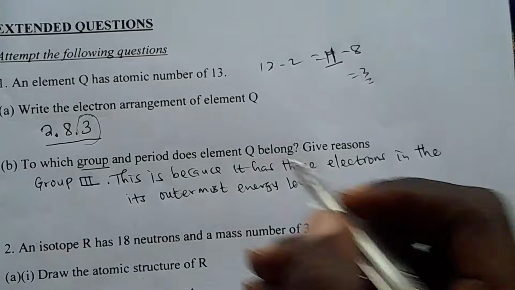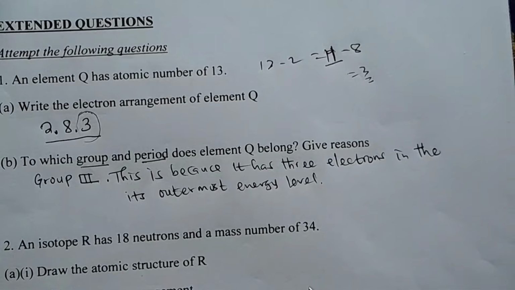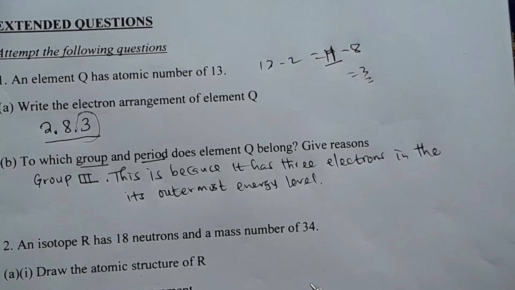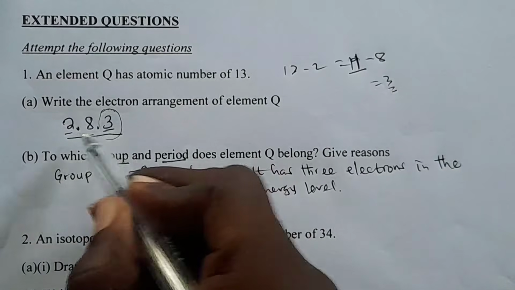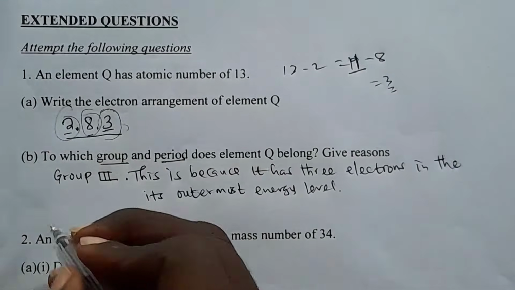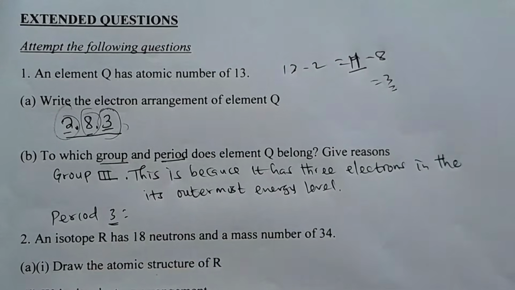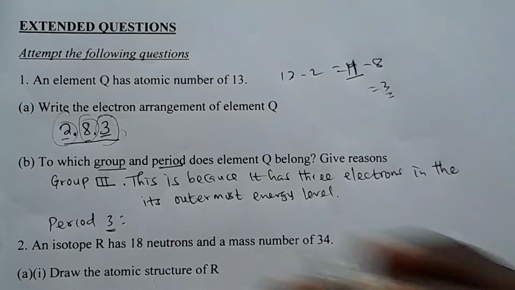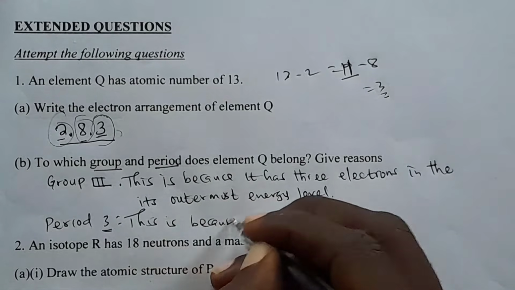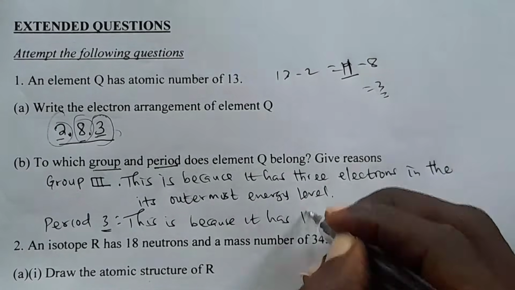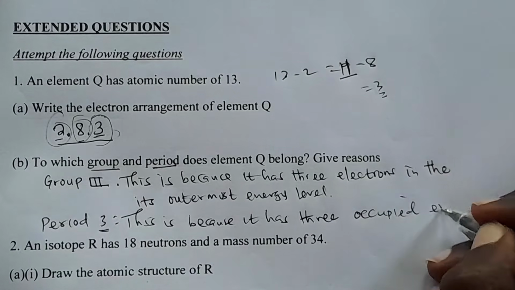Next, you are told, what about period? Which period does it belong to? We said if you want to know the period to which an element belongs, you are going to check the number of occupied energy levels. Here we are having 1, 2, 3. So that means it's in period 3. Remember, you can write the period in number form, numerals. Reason: this is because it has 3 occupied energy levels.